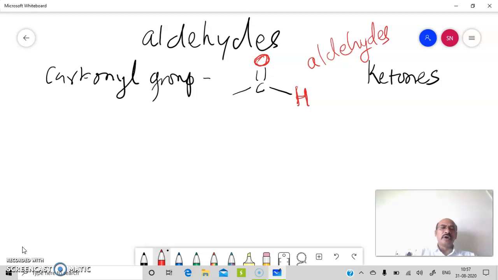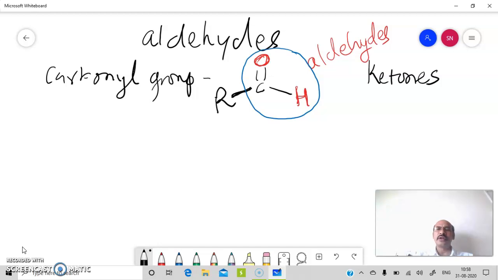So then for this unused valency, there may be alkyl group, there may be aryl group, cycloalkyl group, etc. So here the important thing that you have to remember is that for aldehyde there is a C double bond OH group. Okay, then come towards ketones. That we will see, what ketones are.